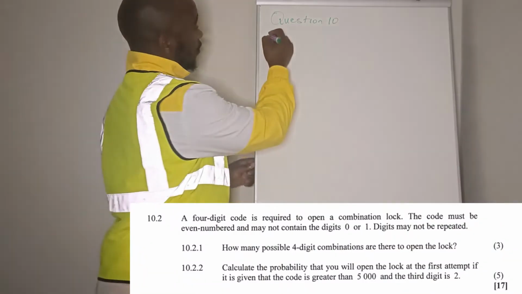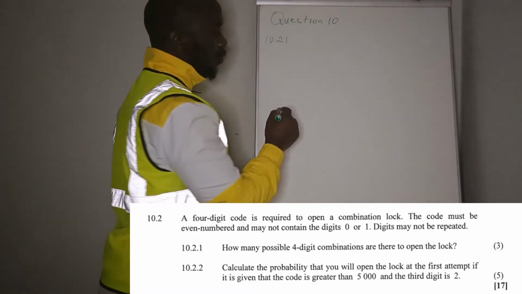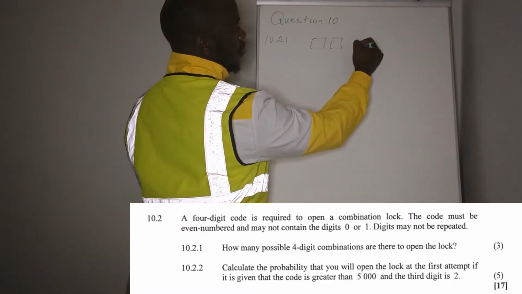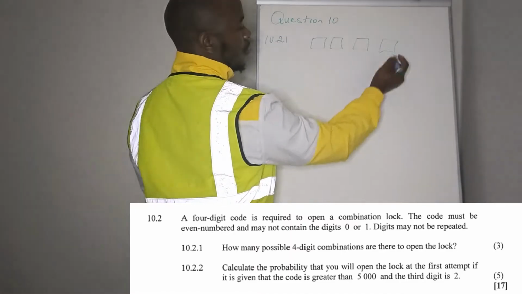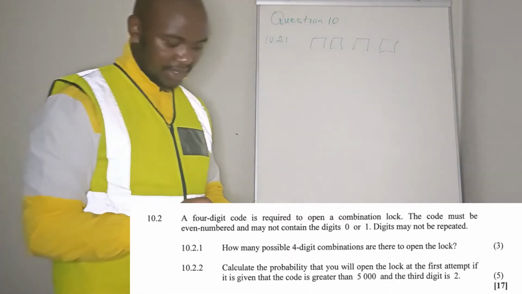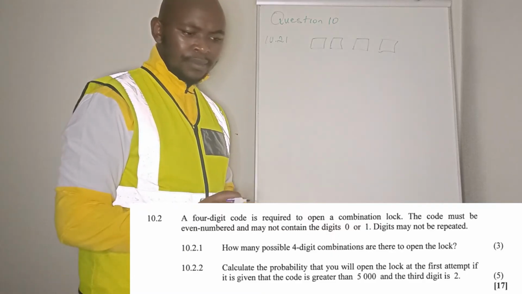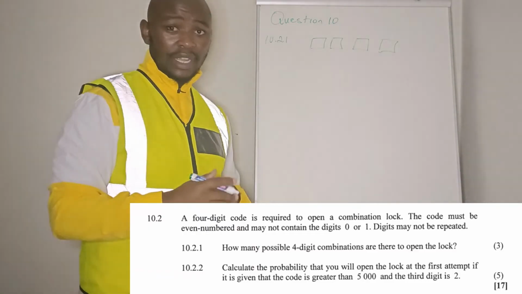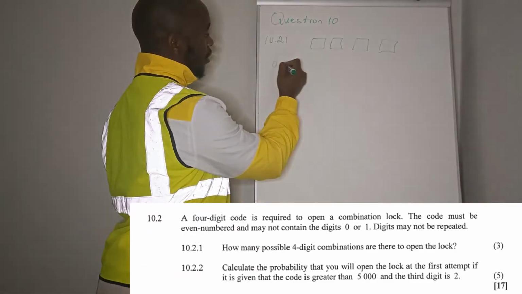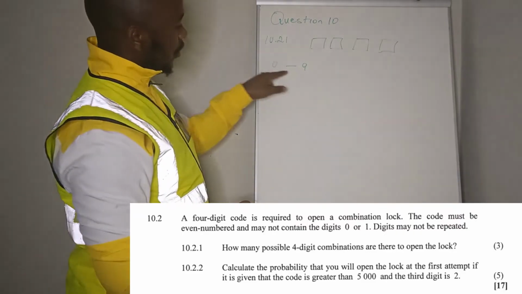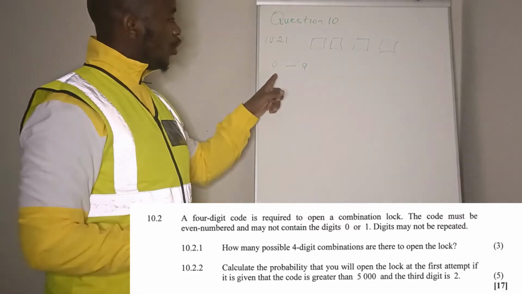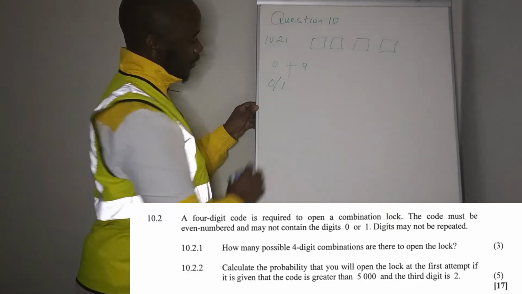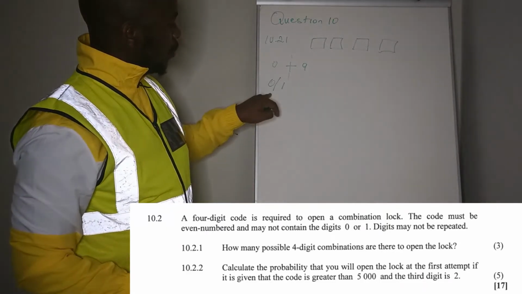All right. So we have 10.2.1. We have a 4-digit code in here. Hopefully you can see. We are saying that in digits we have 10 digits starting from 0 to 9. And we cannot use 0 or 1.